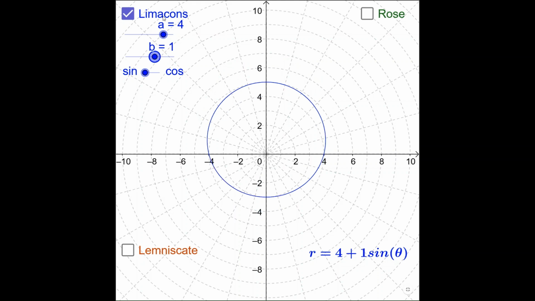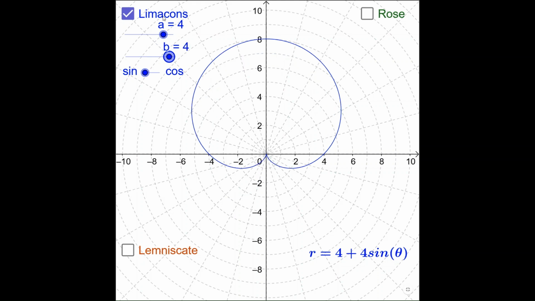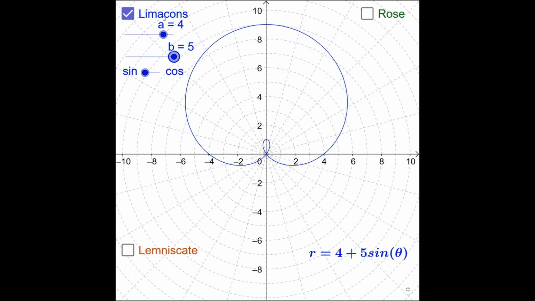So as we start adding in the sine value, as it has a larger and larger coefficient, we see that graph shifting upwards. We see that dimple effect coming in the bottom, and then we see it turn into a cardioid, and then we see it turn into an inner loop. Okay, so that coefficient, that 5, in this case, r equals 4 plus 5 sine theta, that 5 is affecting how much the graph is getting pushed upwards, but it's almost getting pushed upwards from underneath. Okay. So some other things to look at.